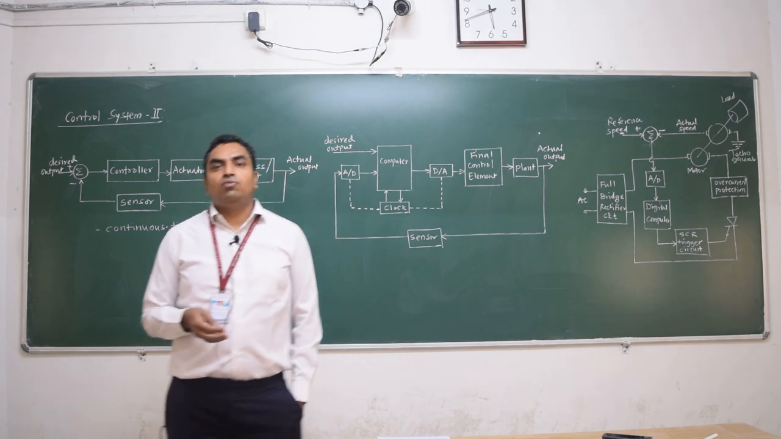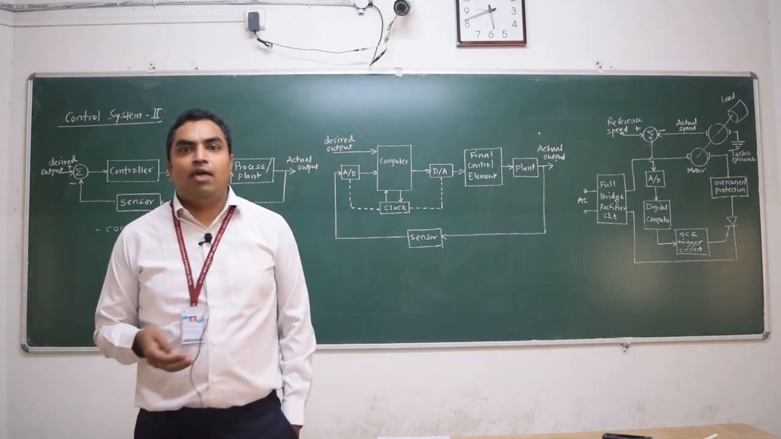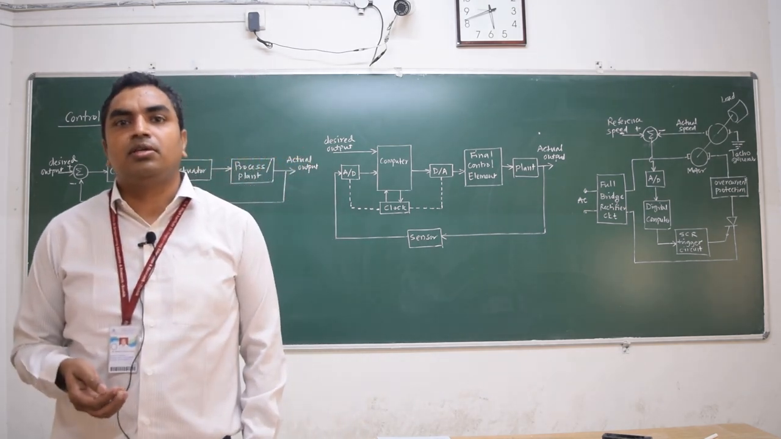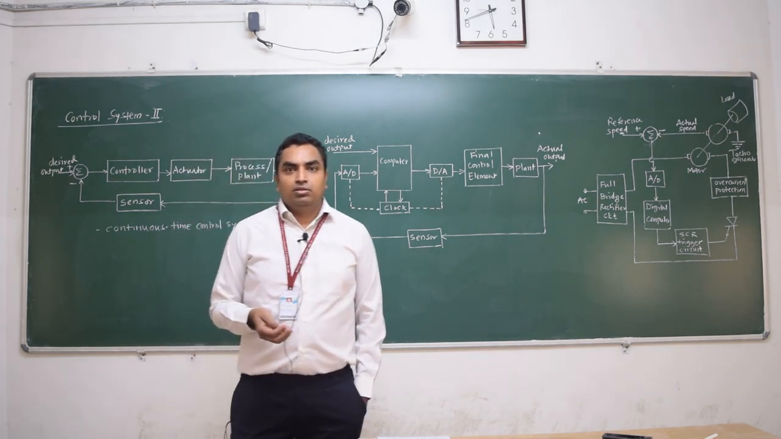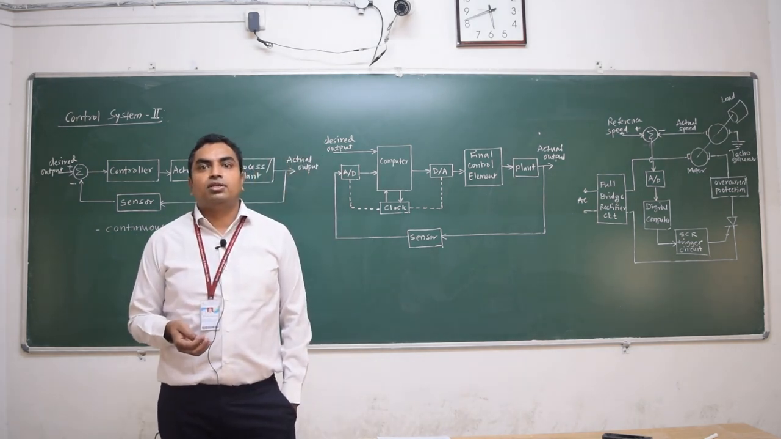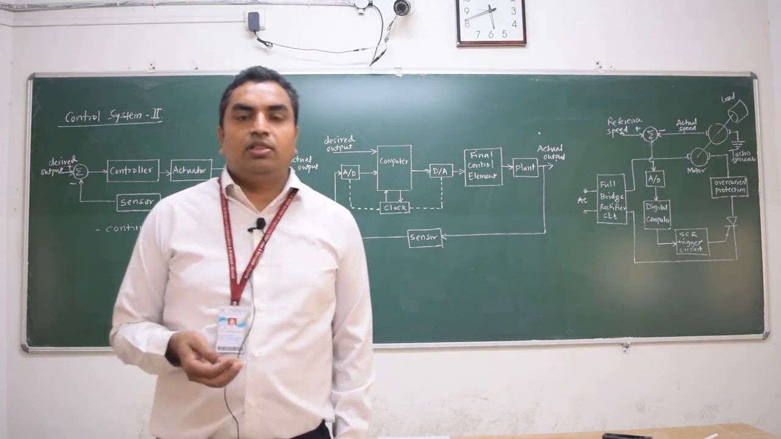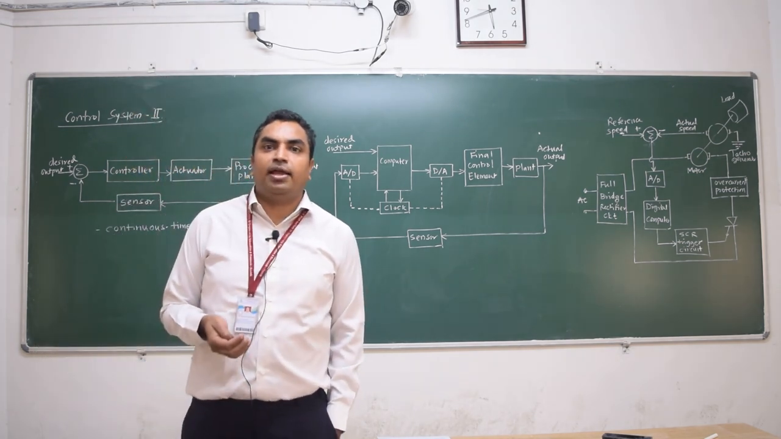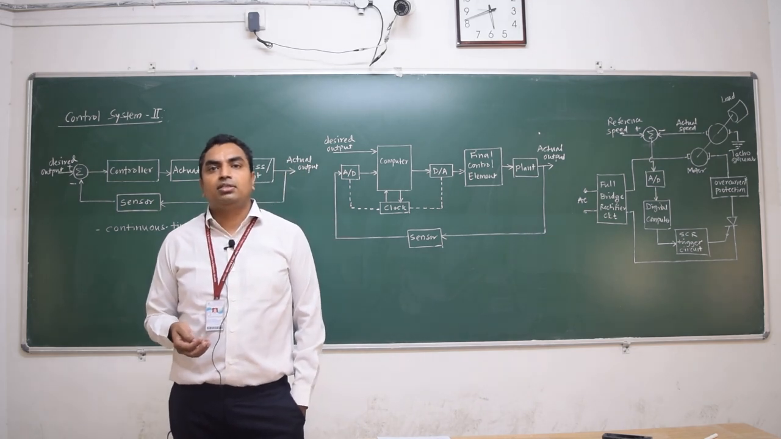So in Control System 1, what we have discussed? From the beginning, we have defined what is control system and what are the types of different control systems. Then what is mathematical modeling, how we can model the system to get the transfer function, how we can represent the system in the form of differential equations. Then we have seen how to reduce block diagrams. Then Mason's gain formula that we have discussed.